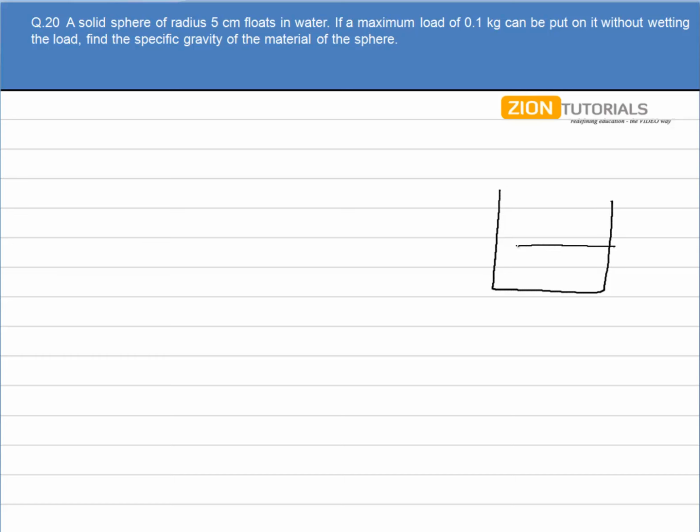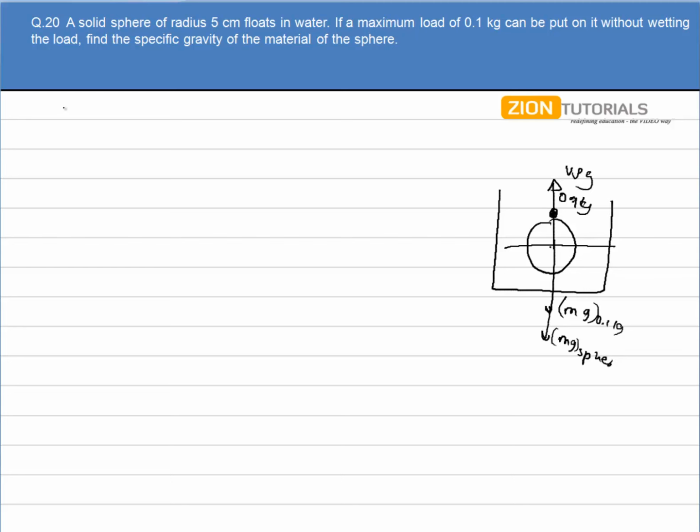Now we do have a container, water in there, and a sphere, right? And now if a load of 0.1 kg is kept on it, and it gets just submerged, fine. So at equilibrium condition I can write mg, that is due to 0.1 kg, mg of the sphere, and the net buoyant force that is acting on it.